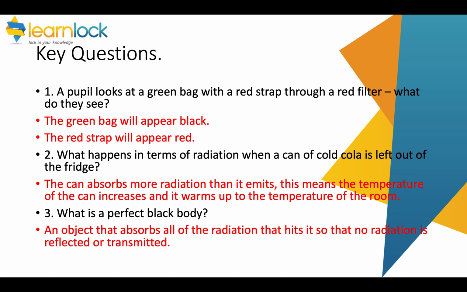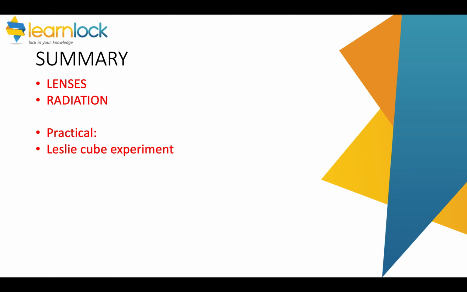If you leave a cold can out, because it absorbs more radiation than it emits, the temperature of the can increases and it warms up to the temperature of the room. A perfect black body is an object that absorbs all of the radiation that hits it so that no radiation is reflected or transmitted. In summary, we've looked at lenses and radiation.